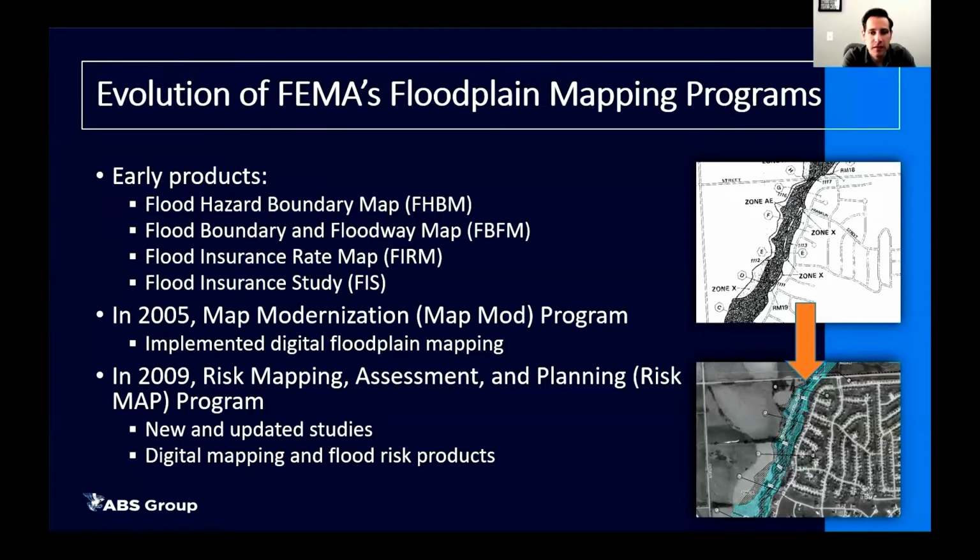So in 2005, FEMA embarked on Map Modernization, a huge step forward in digital mapping. The other thing MapMod was to reduce: FEMA wanted to reduce its paper inventory, so digital mapping was a way to do that. And then we rolled into FEMA's program called Risk MAP, which is the program today, which is about credible data, as well as carrying the torch on digital mapping and flood risk products.